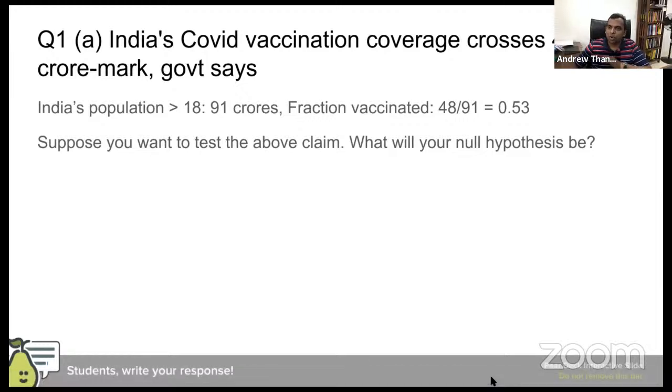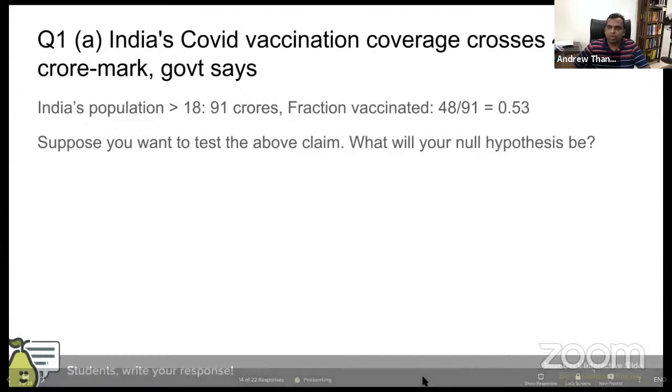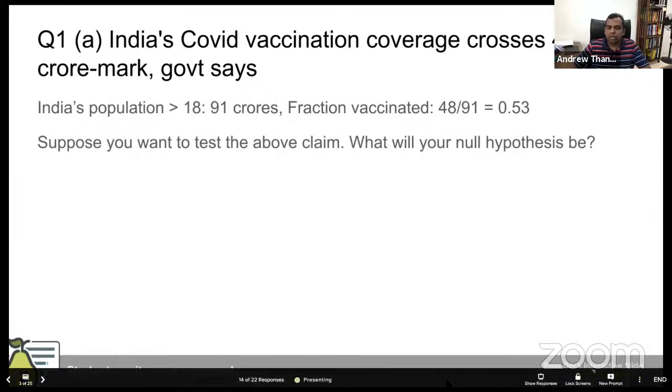There's no need to look at the formula here. The ground truth is given. You're going to go ahead and sample. When you sample, you have this model, the IID model for your sampling. In this case, it's Bernoulli P, whether someone is vaccinated or not. The ground truth says the fraction vaccinated is 0.53. The null hypothesis is going to be P equals what?